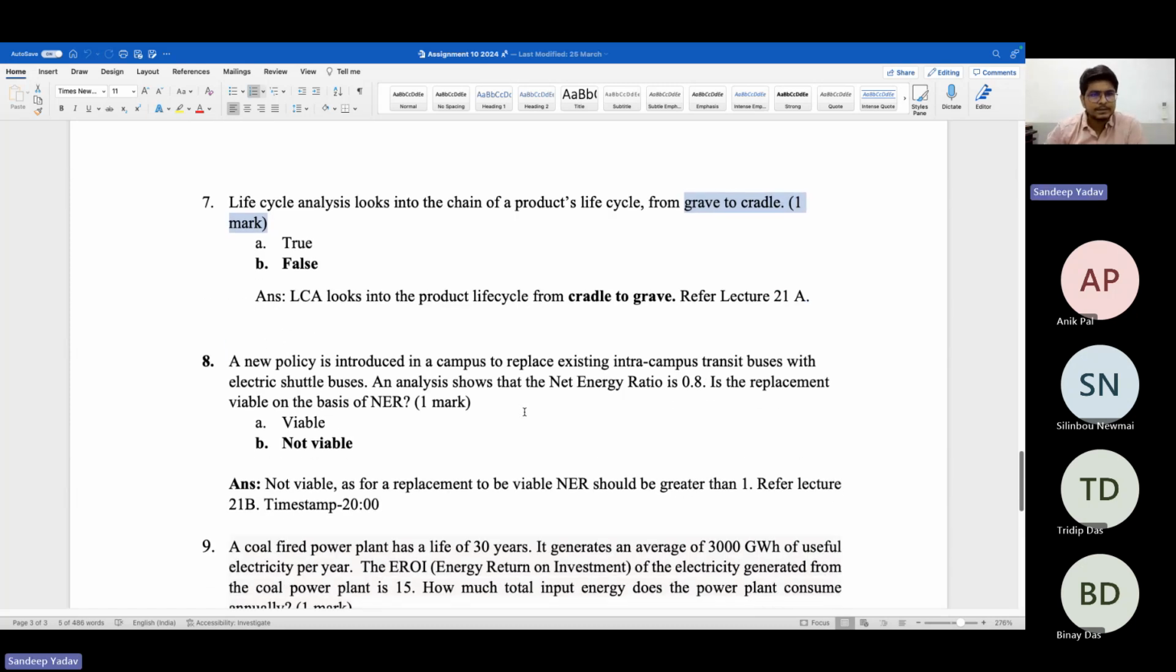Question number 8 says new policies are introduced in a campus to replace existing intra-campus transit buses with electric shuttle buses. An initiative shows that the net energy ratio is 0.8. Is the replacement viable or not on the basis of NER? As we know, an NER below 1 will not be viable in any case. For a replacement to be viable, NER should be greater than 1. So in that case, the new policy will not be viable.